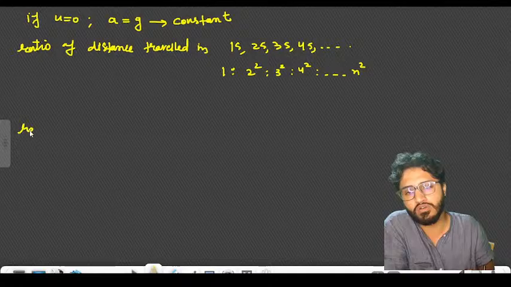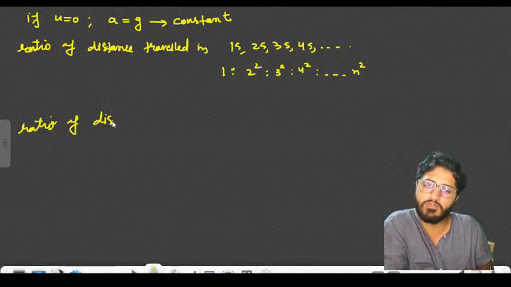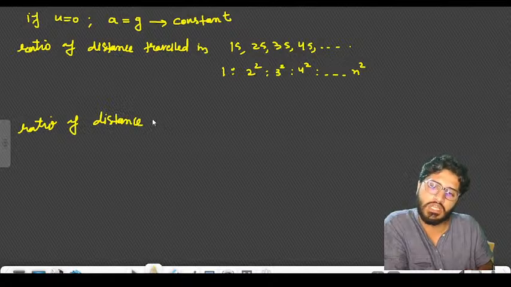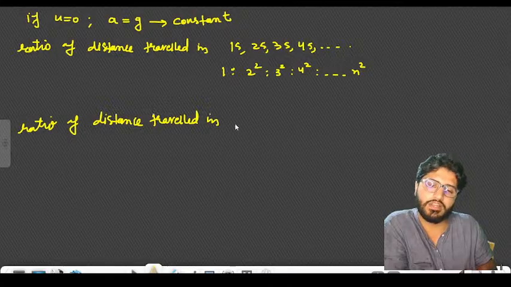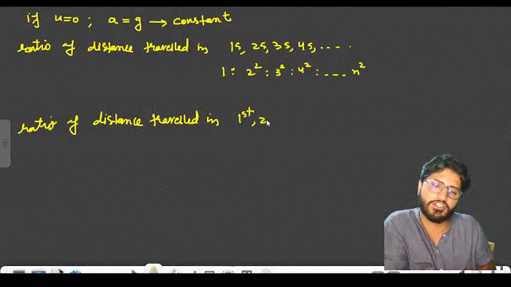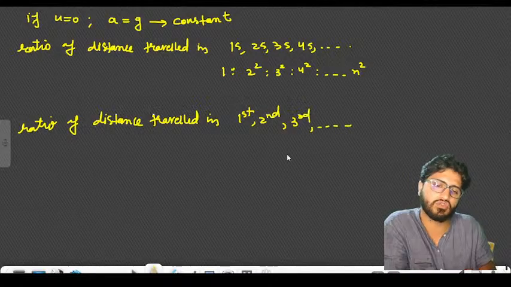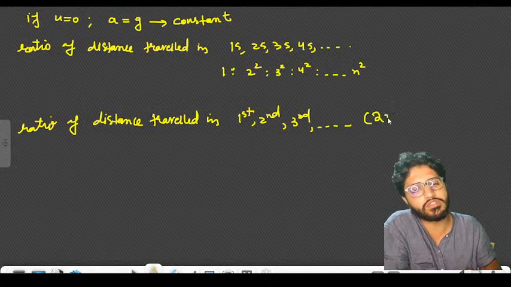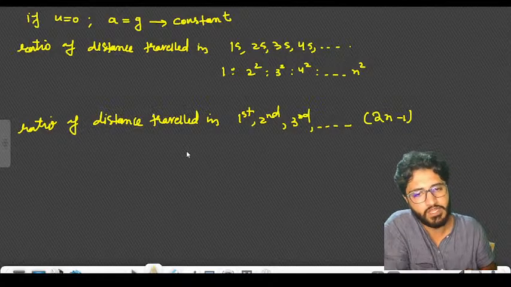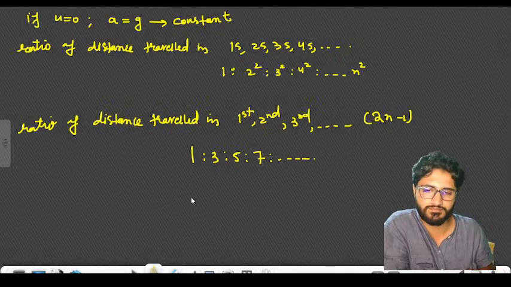So the ratio of distances traveled in first second, second second, third second, and so on, we know its value is 2n minus 1. That means 1 is to 3 is to 5 is to 7, and so on.